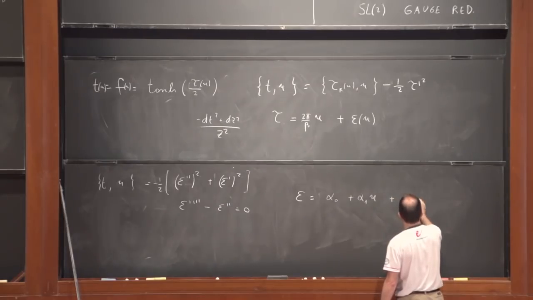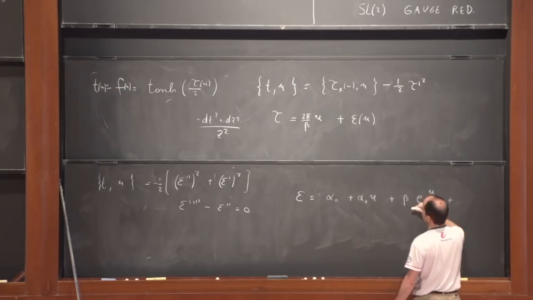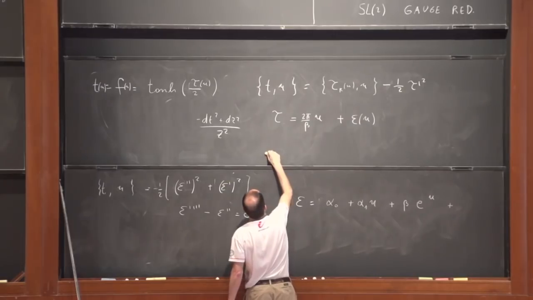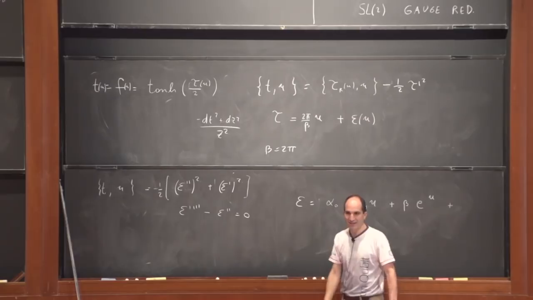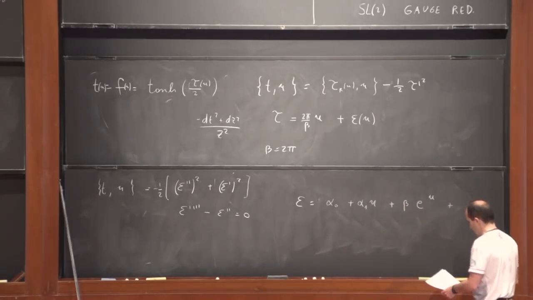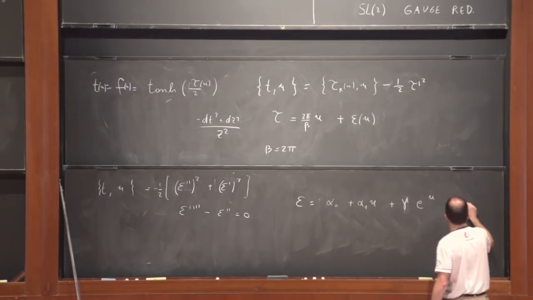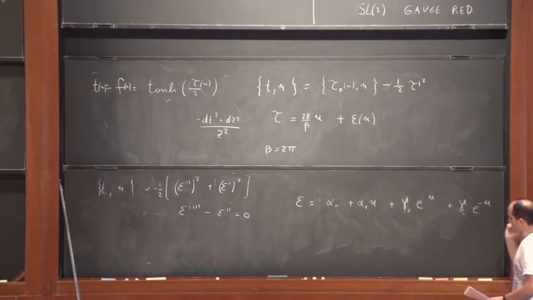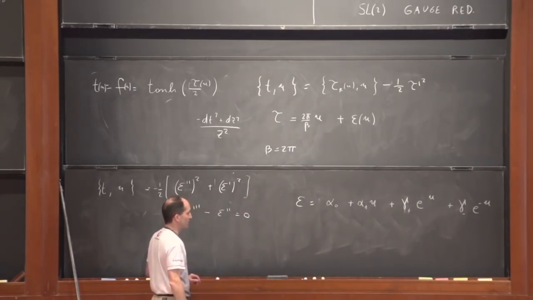And then there are 2 solutions which go like e to the u, and I've set here, sorry, when I went here, I have set beta equal to 2 pi. If not, beta appears in a trivial way here, so we're not going to keep track of beta. Let me call it gamma. Let's say gamma plus e to the u and gamma minus e to the minus u. So that's just by simply looking at the solutions of this equation.